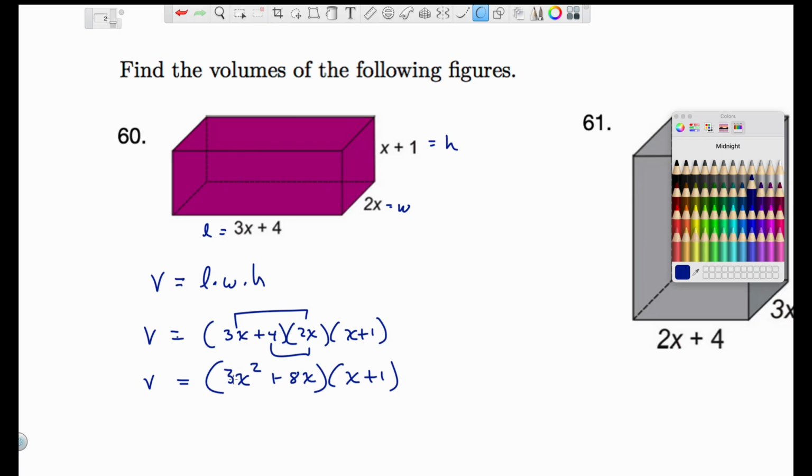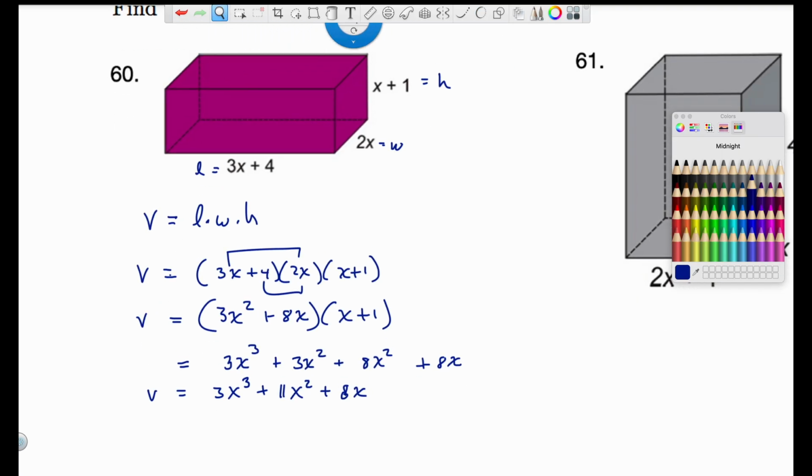And now I'll do 3x squared times, now we FOIL, right? 3x cubed plus 3x squared. Okay, I just did the first and the outer. I'll do 8x squared last. So 3x cubed plus, these add together, 3 plus 8 is 11, 11x squared, plus 8x. And that is it.